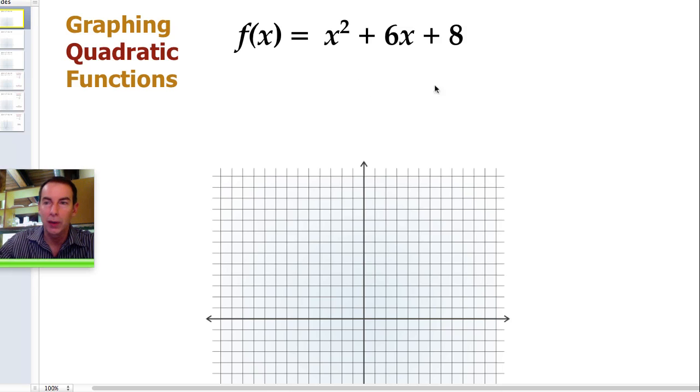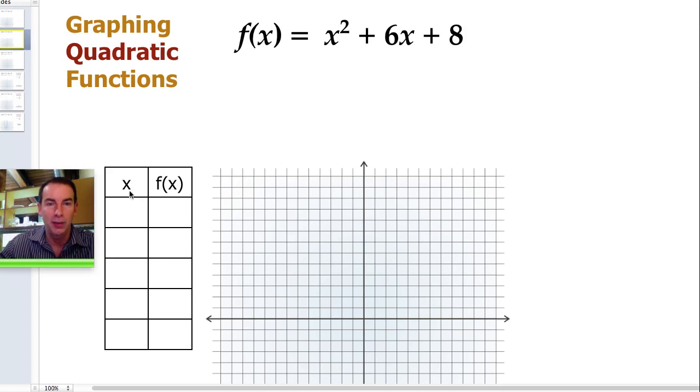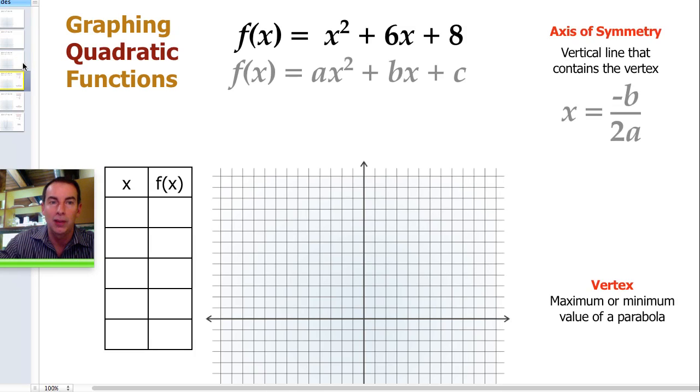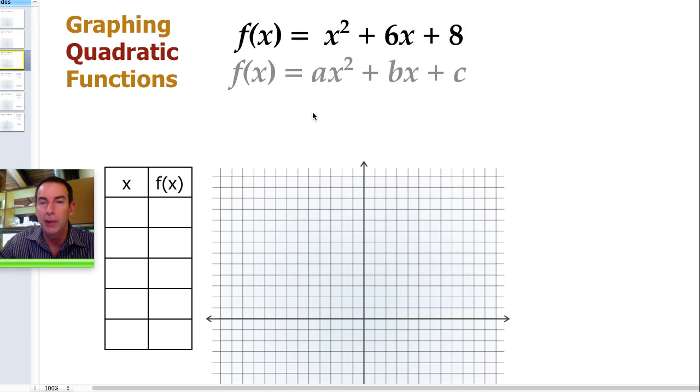Now it's a function, so I could graph this just by creating a table like this, x and f of x, and putting values of x into this function and getting a value of f of x, which would be my y on my graph. I could plot those points and then see what this graph looks like. Now I could do that, but it'd be a little slower, and so I'm going to use my knowledge of this type of function in order to do it a little better.